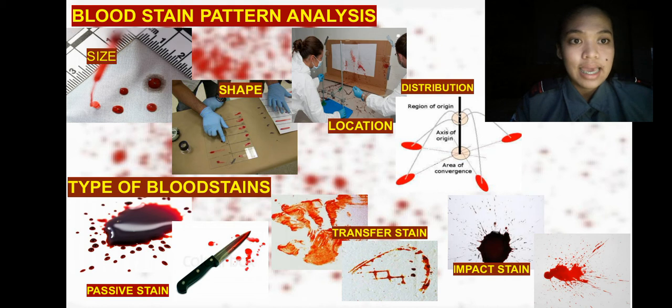Next is the transfer stain, meaning it results from an object coming into contact with an existing blood stain and leaving a wipe or a bloody shoe print. So it can also be tracing evidence. Next is the impact stain, meaning this is the spatter, and also the gushes, splashes, and the arterial parts of the blood stain or the blood spatter in the crime scene.